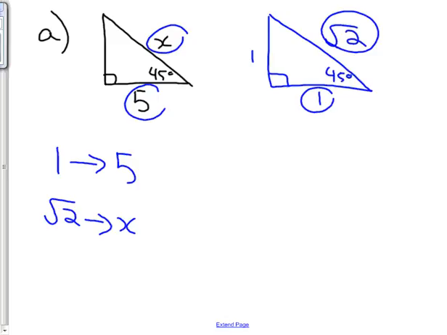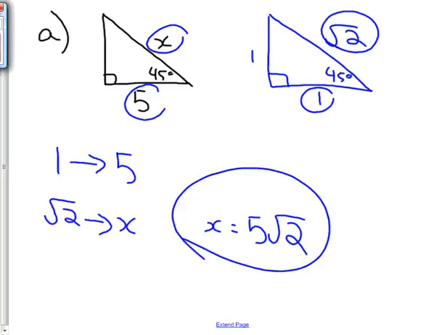We times root 2 by 5. So we times root 2 by 5? No, that's just our answer, because that's the relationship between our two sides. This one's 1, this one's 5. And then this side is also 5, so we don't need to figure it out, because it's 1. We just want to find out x.